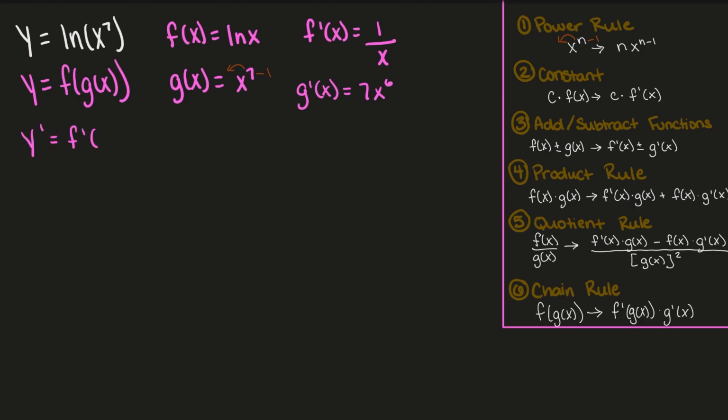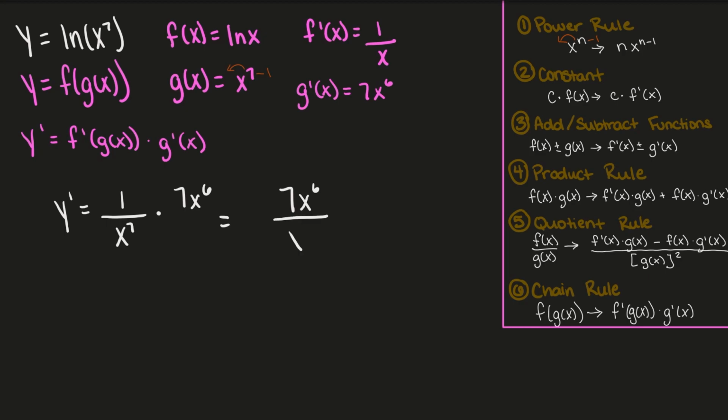Y prime will be f prime g of x times g prime x, which is coming from our chain rule definition. So if we plug in all of our values, y prime is going to be equal to f prime g of x, so 1 over x to the 7th power, times 7x to the 6th power here. And we can simplify this. So if we put these on top of each other, we actually have 7x to the 6th over x to the 7th. And our x's on top will cancel, and we'll be left with 1x in our denominator. So our derivative is actually equal to 7 over x.